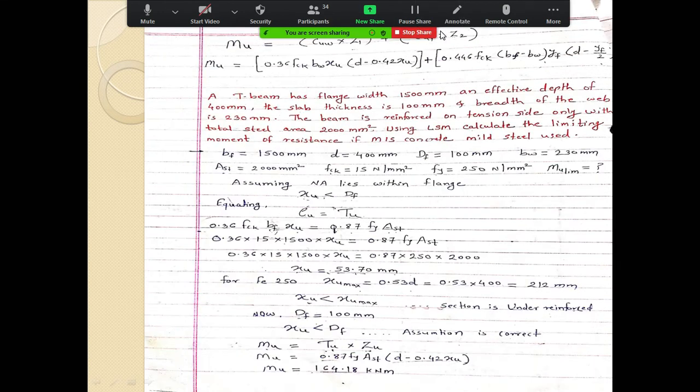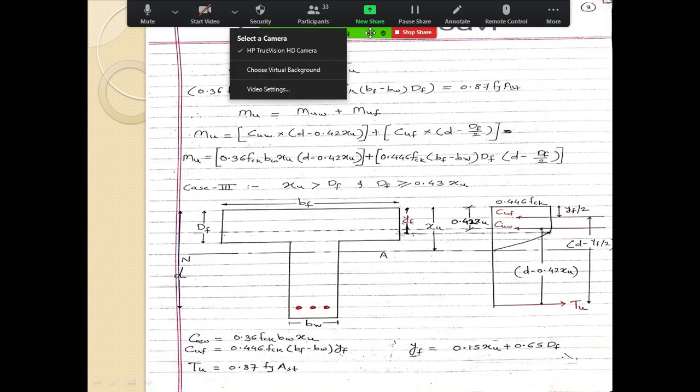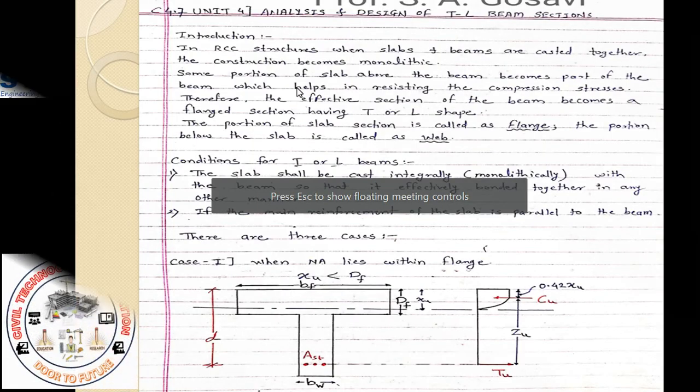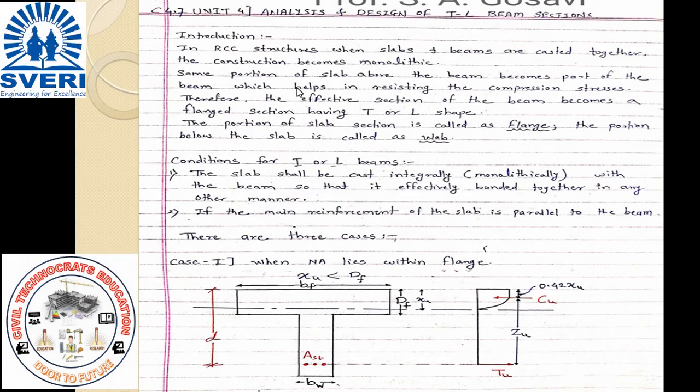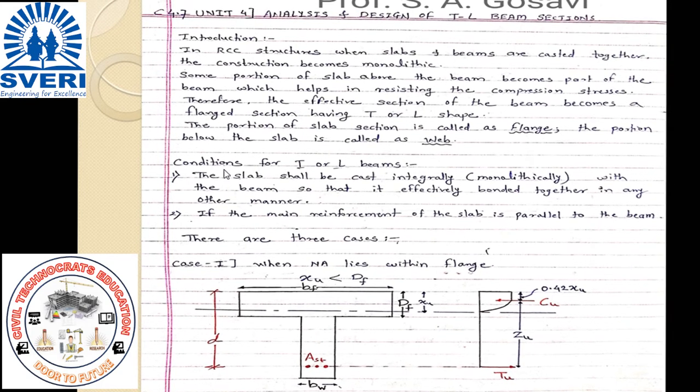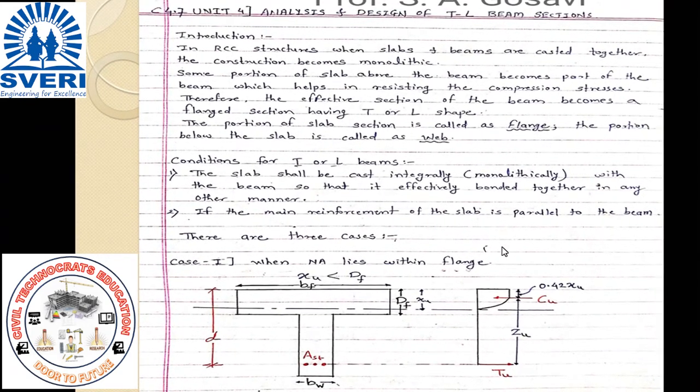Yes, yes, sir. Okay, now. So this is your fourth unit, analysis and design of T and L beams. Mostly the questions in the exam on this chapter are on singly reinforced T beam and singly reinforced L beam. They won't ask you the doubly reinforced beam for T and L beam sections, because the doubly reinforced design is very long. So in the examination, the question will be on the analysis of singly reinforced T and L beam sections.